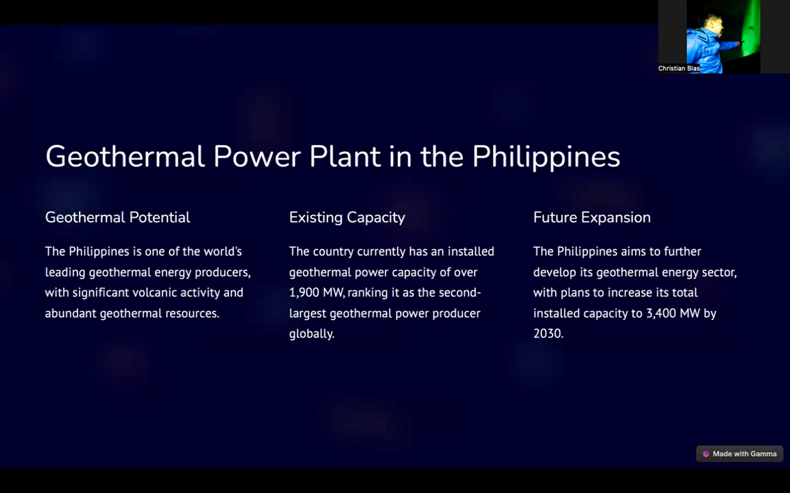So the geothermal power plant in the Philippines has a lot of potential. The Philippines is one of the leading geothermal producers, which is significant because we are in the Pacific Ring of Fire. That's why it's a very good potential for the Philippines to enhance geothermal power plants. We currently have 1,900 megawatts, which ranks second in the world. For the future expansion, we can have almost double the current capacity. By 2030, we'll be able to have 3,400 megawatts.